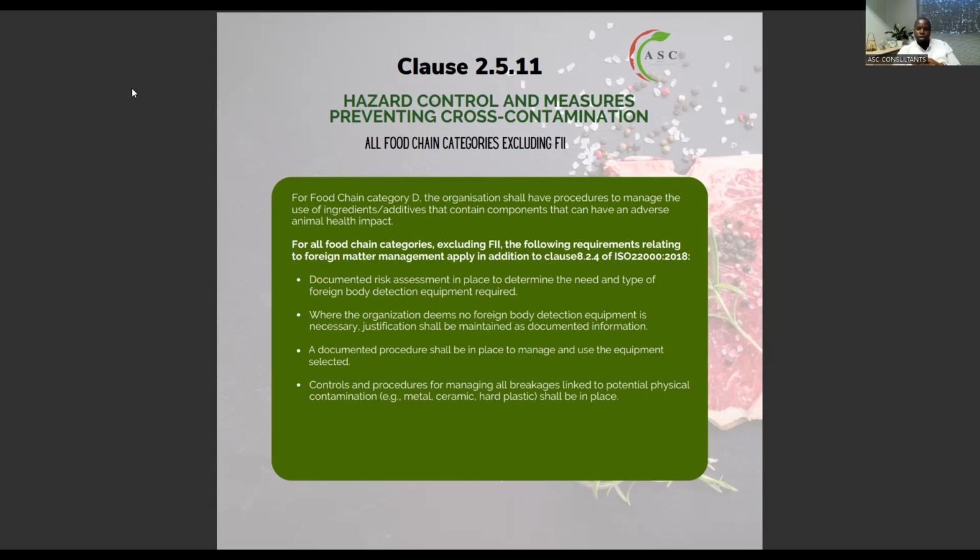So in other words, no one is exempted. You cannot justify it based on what you are saying. It must be documented as to why you feel that you don't need it as part of your processing step, the risk assessment. Okay. There must also be a documented procedure for management and use of equipment selected.